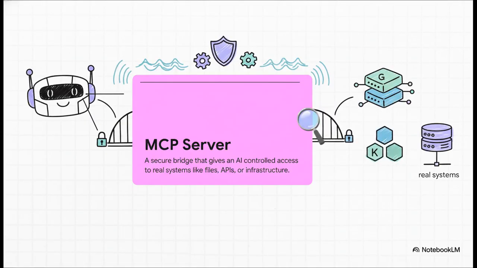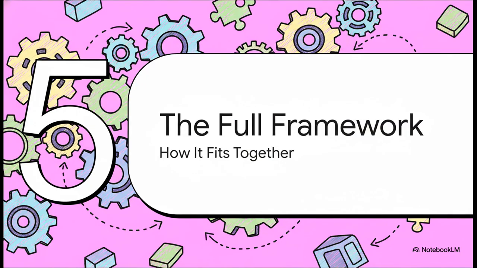The answer is something called the Model Context Protocol Server, or MCP server. The easiest way to think about this is like a secure, heavily audited gateway. The server is the bridge that gives the AI controlled, permission-based access to real systems, like your Git repo or a Kubernetes cluster. It's what gives the AI tools to work with, but with really strict limits that a human sets.